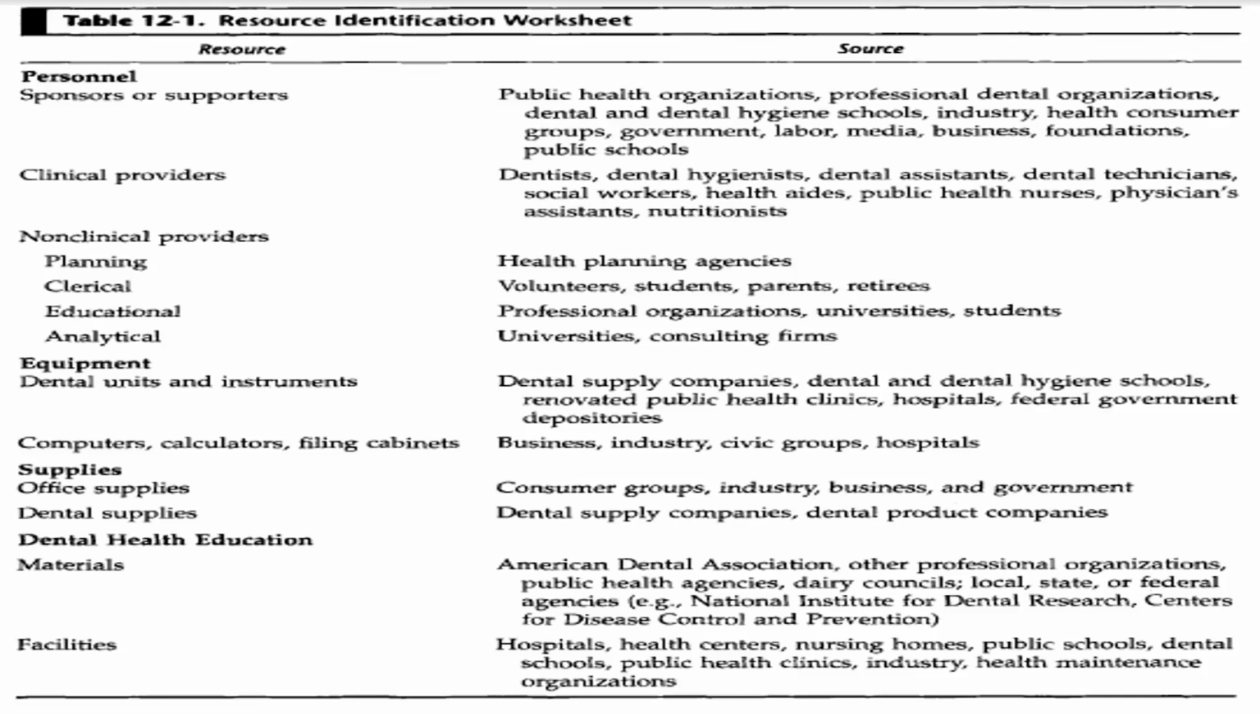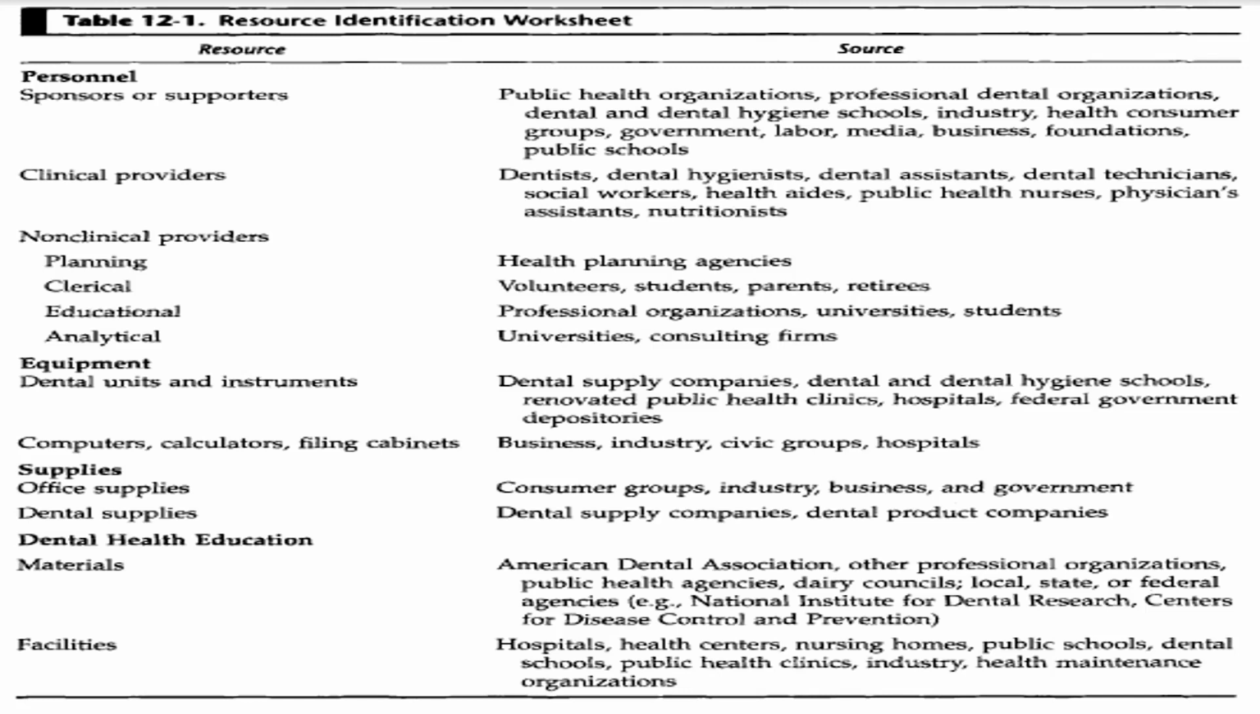How to identify the resources? In this flowchart, we will show the resource identification worksheet. In the left column, there are the resources and where the resources can be identified, like a source. The resources like personnel, equipment, supplies, or dental health education materials, these are the resources. And what are the sources and how they are being identified.